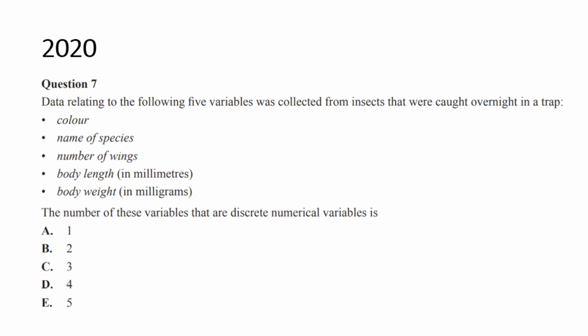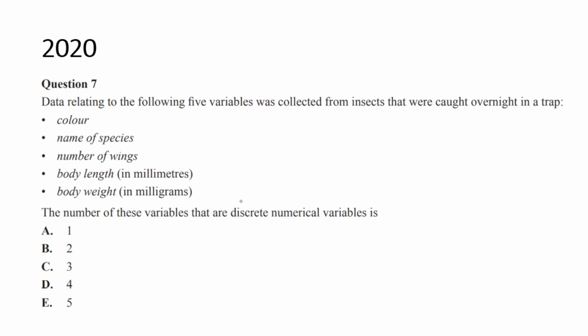Okay, so looking at the 2020 VCAA exam, we see this question from last year. Data relating to the following 5 variables was collected from insects that were caught overnight in a trap: color, name of species, number of wings, body length in millimeters, body weight in millimeters.